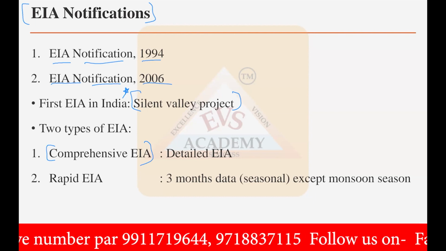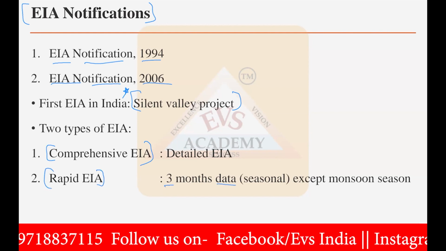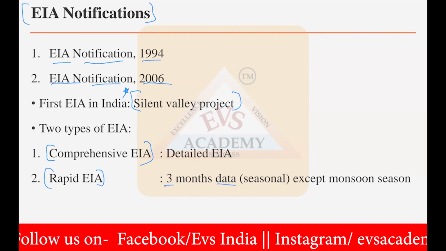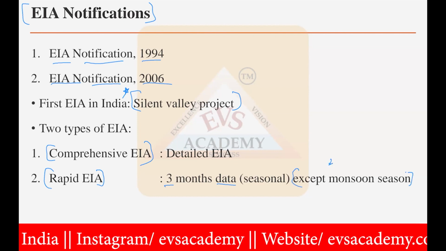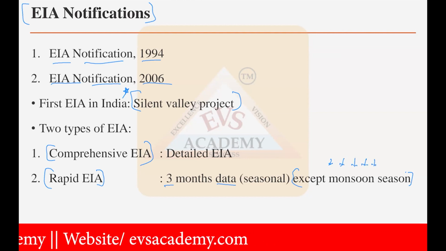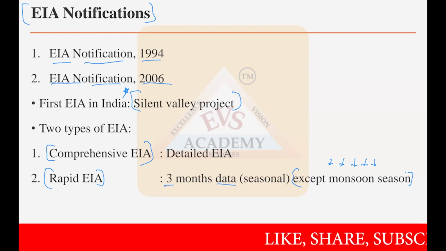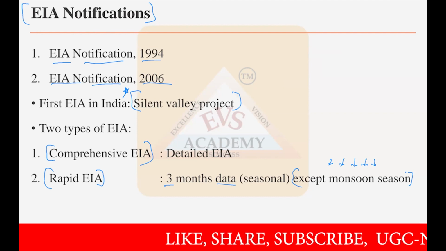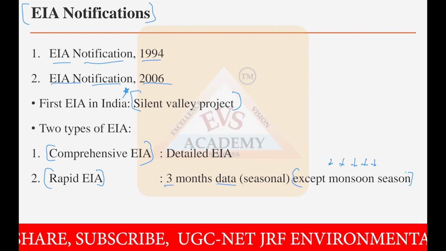What is the rapid EIA? Rapid EIA is done for only 3 months. So 3 months data or seasonal data except the monsoon season, because in the monsoon season there is a heavy rainfall, and due to heavy rainfall, water, air, everything get poured because of the rainwater. So here the reading you will get would be due to the monsoon effect, due to the rainfall effect. Actual reading you will not get. So except the monsoon season, in any season you can do your rapid EIA, that would be only of 3 months data.